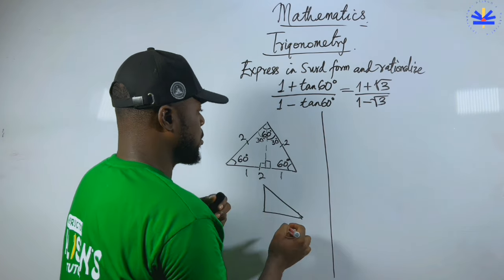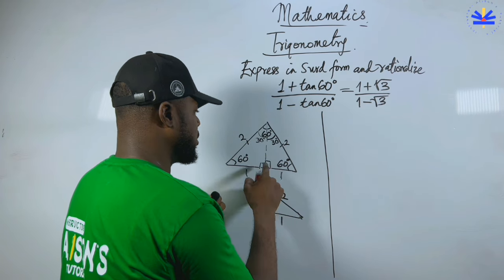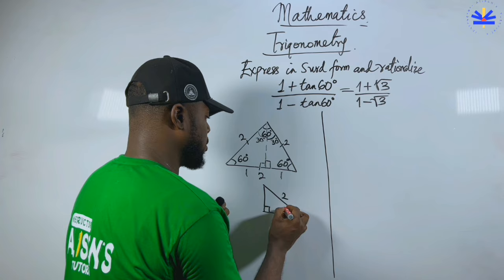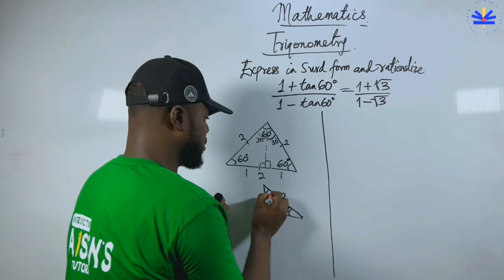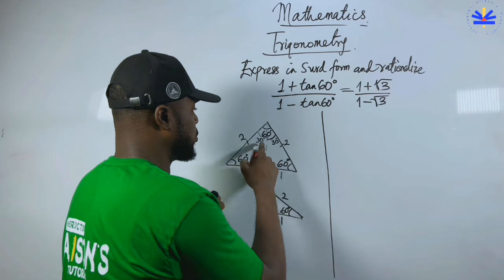This 2 is this here. This 1 is this here. This 90 degrees is this. 60 degrees is this one. 30 degrees is this, for this particular place. This side, I don't know, so I will just put x because nothing was there.